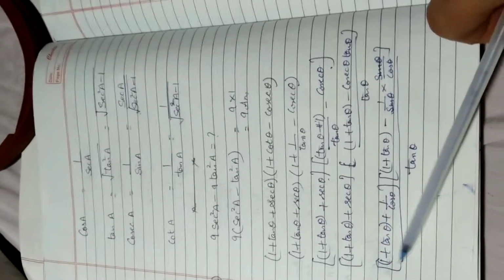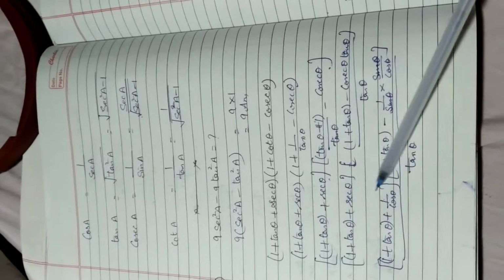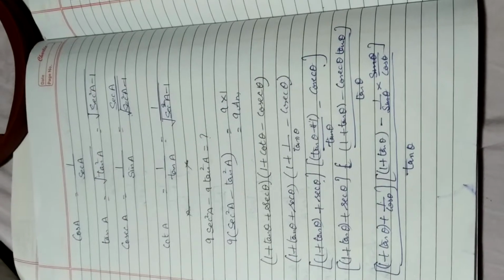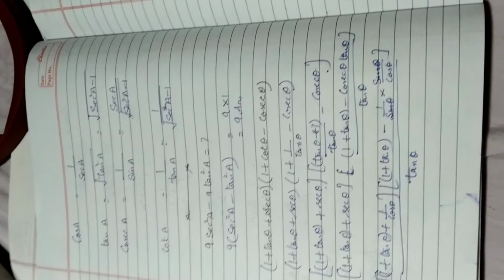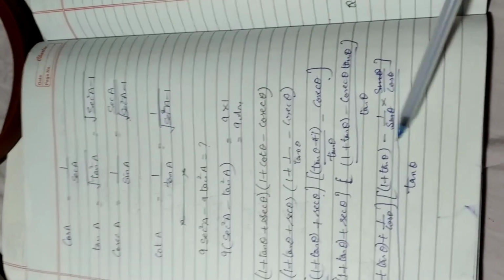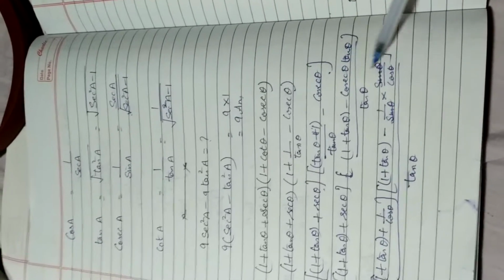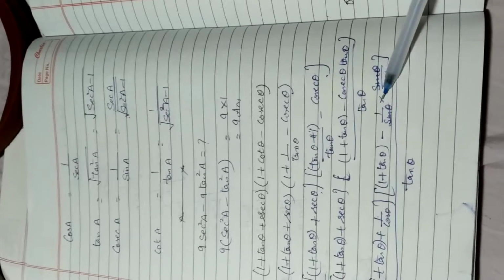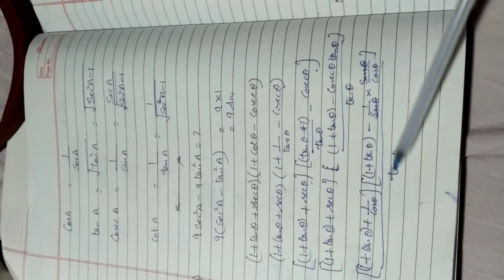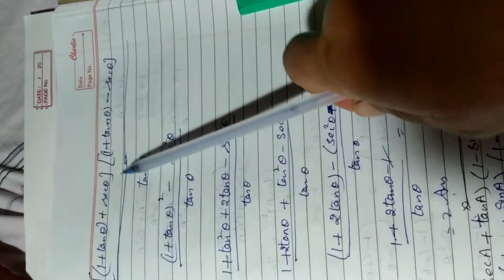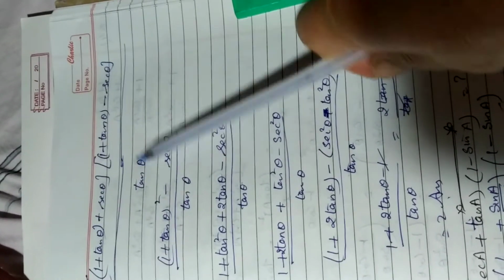From here we get 1 plus tan theta plus 1 upon cos theta, since secant can be converted into 1 upon cos. Into 1 plus tan theta minus cosecant, which is converted into 1 by sine into sine by cos. Then sine cancels and we get 1 by cos, upon the whole term divided by tan theta. Then we get 1 plus tan theta plus secant theta into 1 plus tan theta minus secant theta upon tan theta.